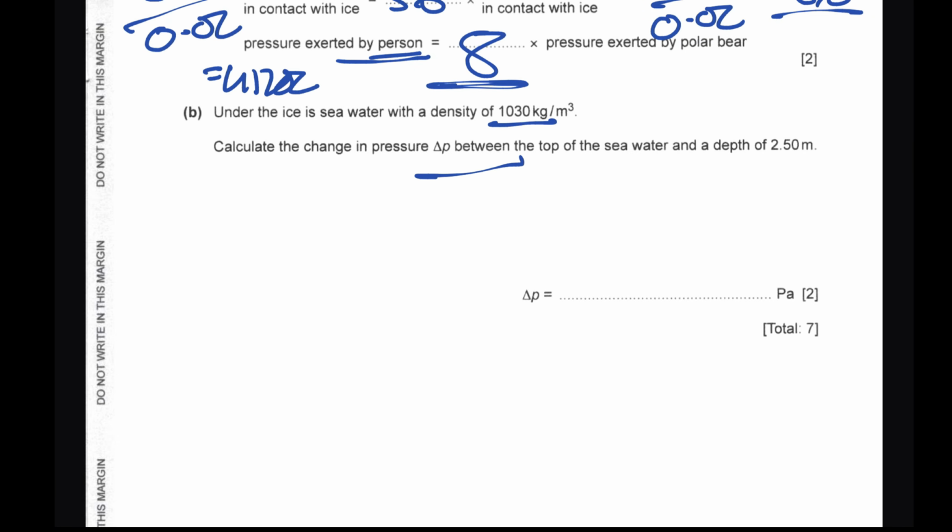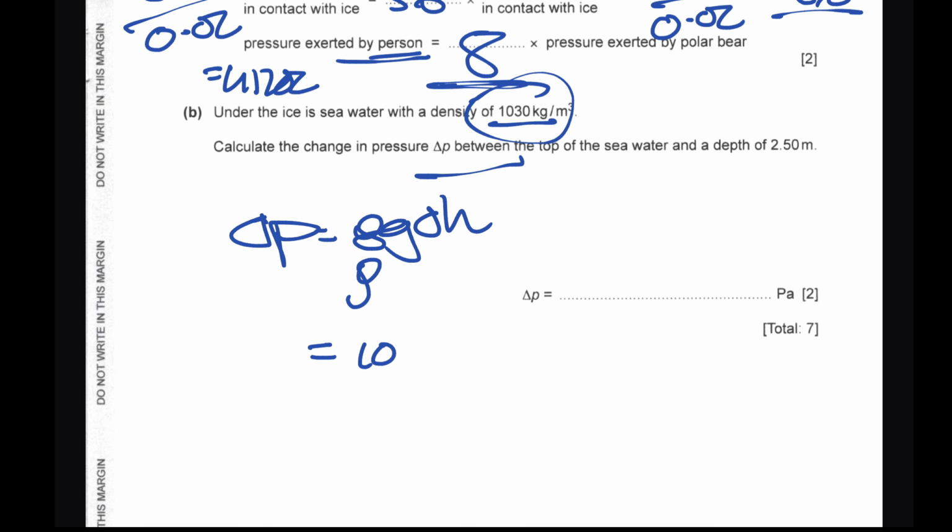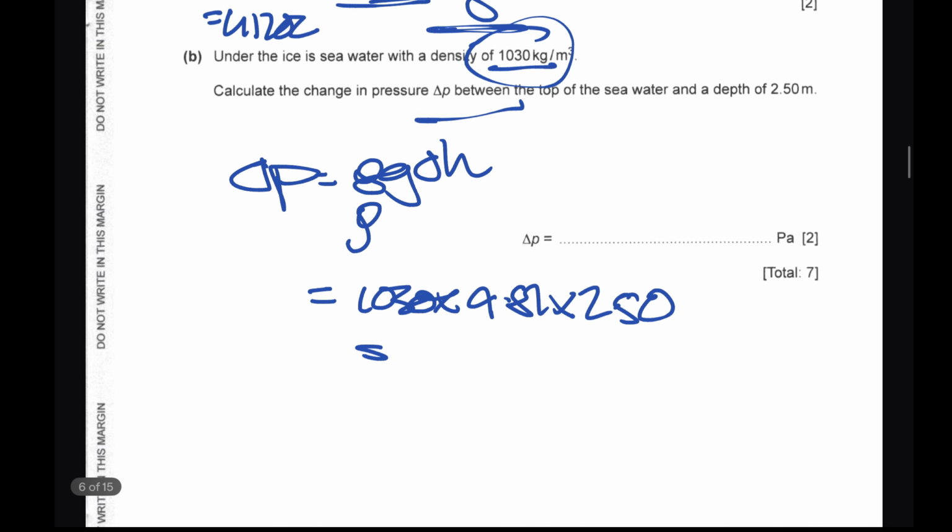Under the ice is seawater, which has a density of this. Calculate the change in pressure between the top of the seawater and a depth of 2.5 meters. This is pretty easy. So delta P is equal to rho g delta h. So rho is the density of seawater. It is 1030. g is 9.81. And our height is 2.50, which gives us a value of, to be exact, 25260.75.